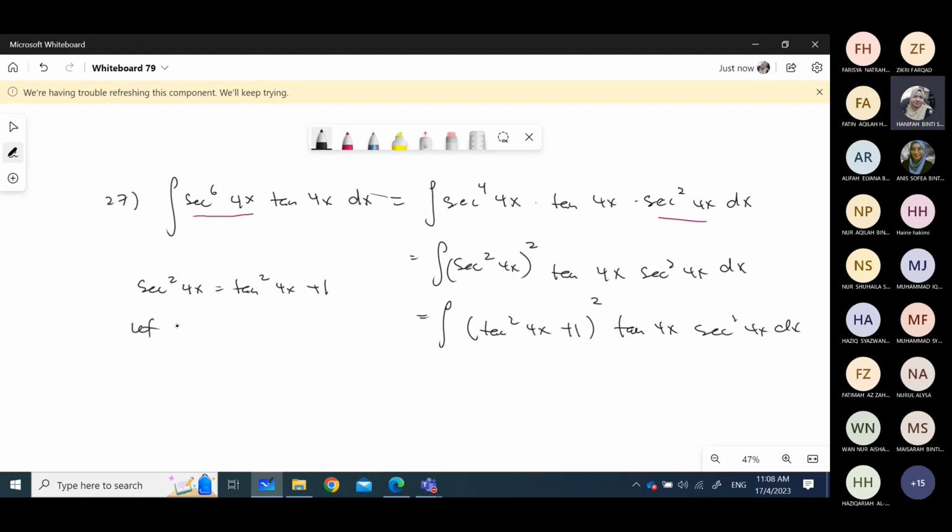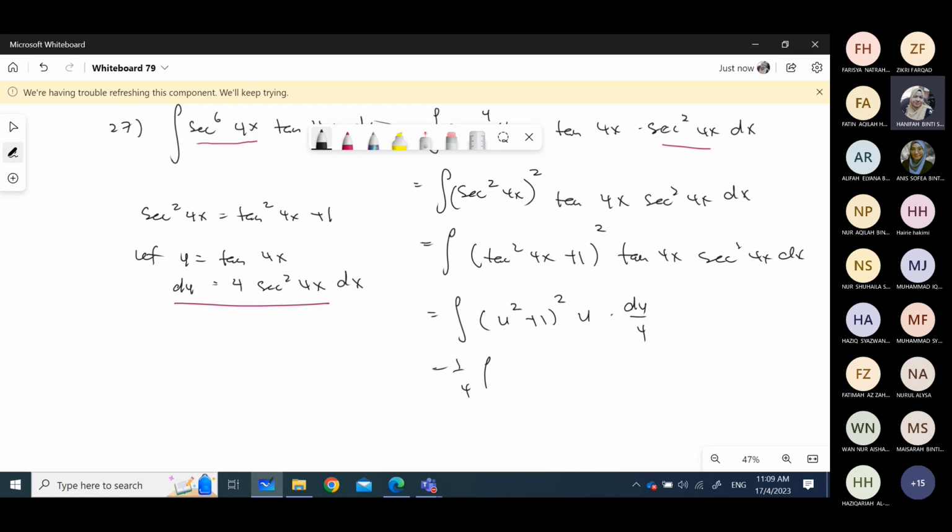Okay, so next kita substitute. So let u is tangent of 4x. Okay, so we differentiate. Then here we have 4 secant squared of 4x dx. Okay, so gantikan tangent dalam u. Dan kita dapat u squared plus 1 to the power of 2, multiply with u. So secant squared of 4x, so daripada sini kita akan dapat du over 4 untuk gantikan secant squared 4x dx. So we have du over 4. So 1 over 4 is a constant.